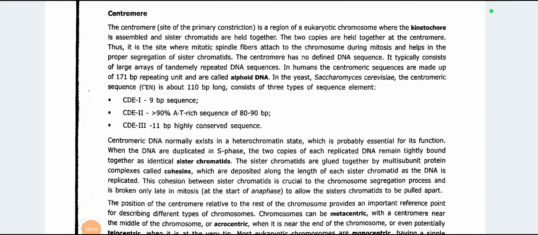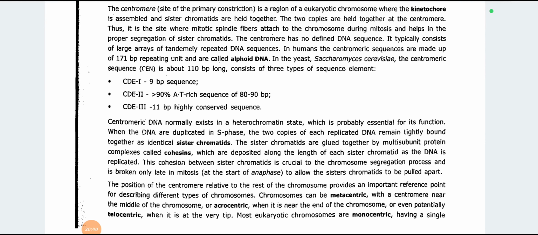Centromere is the primary constriction site, which is a region of the eukaryotic chromosome, whereas a kinetochore is a region where sister chromatids are held together. This kinetochore is present in the centromeric region, and the 2 copies are held together at the centromere. It is the site where mitotic spindle fibers attach to the chromosome during mitosis and helps in proper segregation of the sister chromatids.